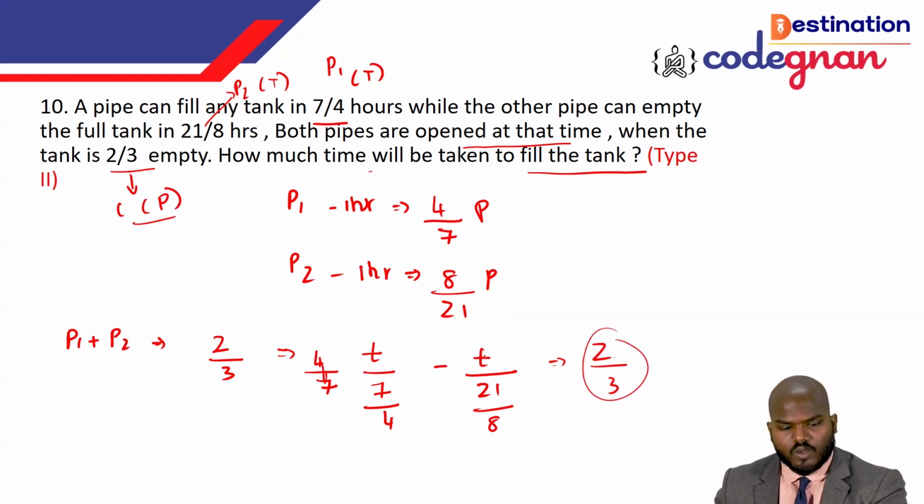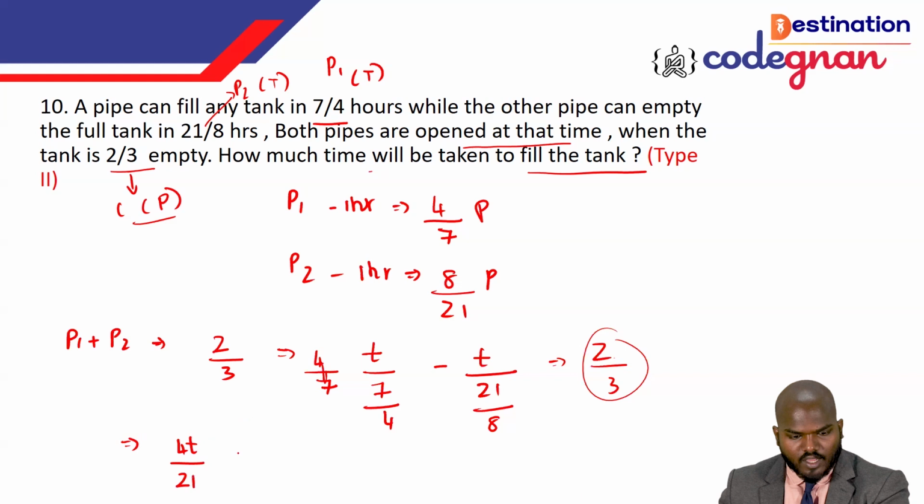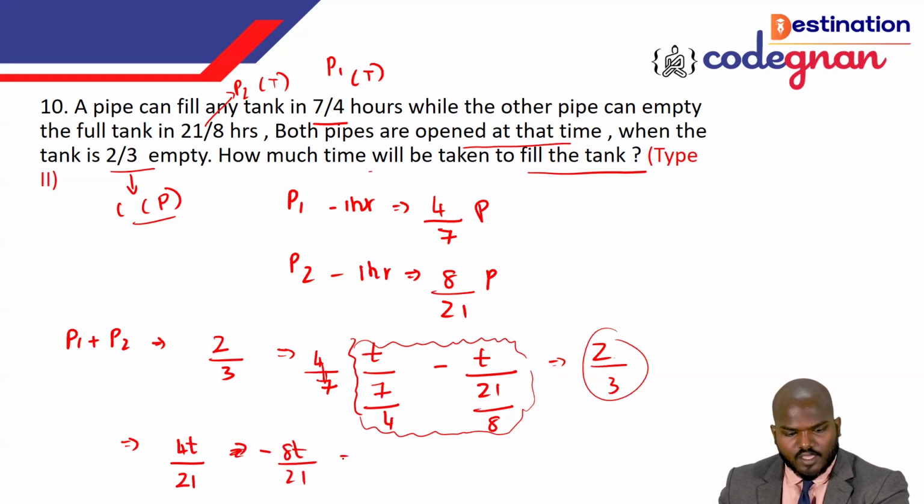If it is go below in this one, guys, what will happen in this place is that it will become 4t. You see this one, that is 4t. It will happen. So by 21, once you simplify this particular term, we can get the value 4t by 21, sorry, minus 8t by 21, we will get equal to 2 by 3.